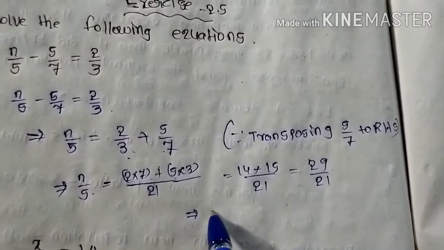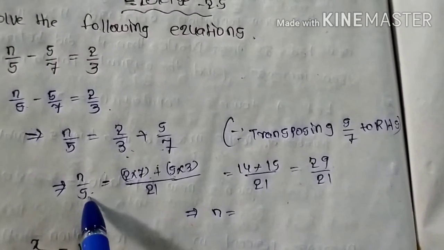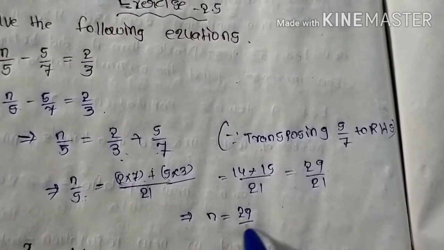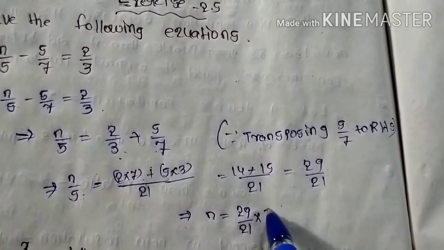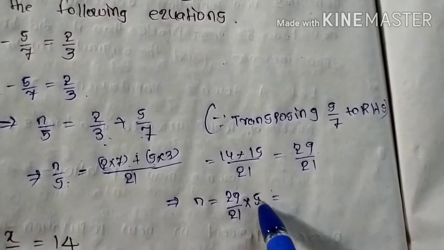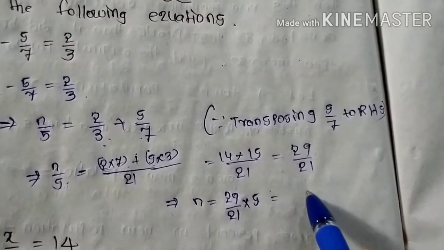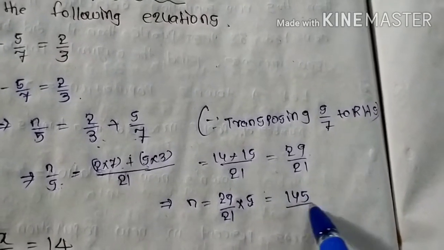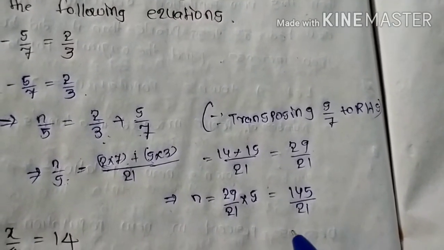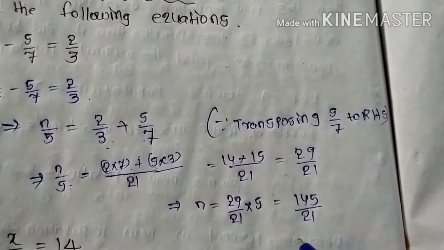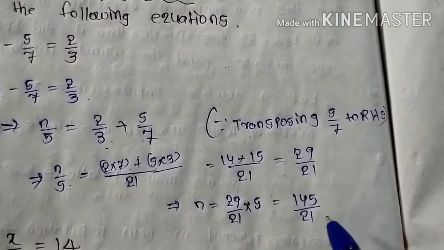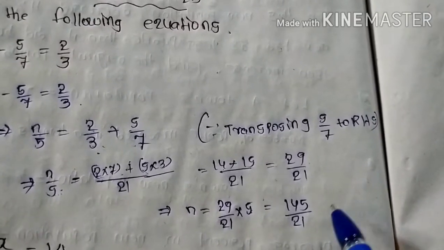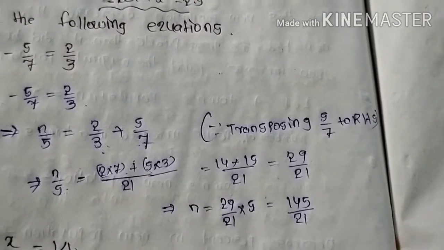Implies you can write here n is equal, just you can transpose 5 to RHS. That means you can write here 29 by 21 into 5. That means you can write here 5 9s how much? 45. 5 2s 10. 10 plus 4, 14. 145 by 21. n is equal to how much? 145 by 21. If you want to express it in a mixed fraction, you can convert it and write it in mixed fraction.